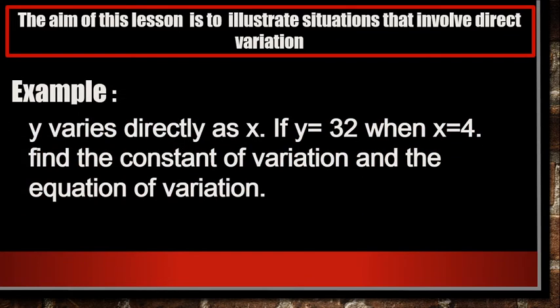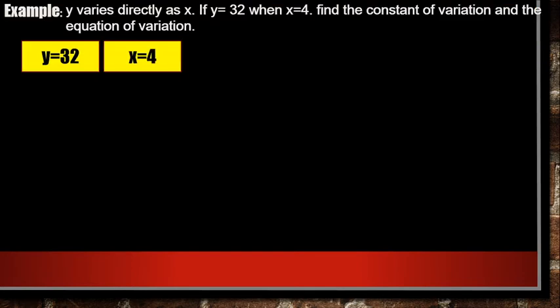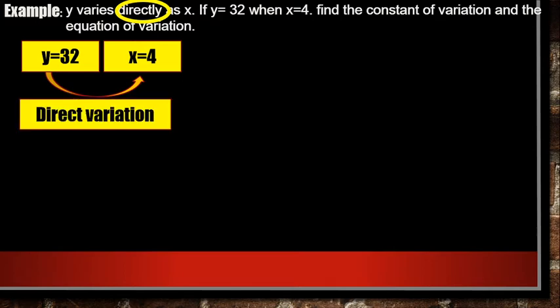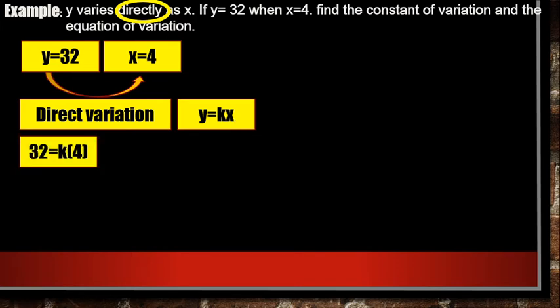Example, y varies directly as x, and y is equal to 32 when x is 4. Find the constant of variation and the equation of variation. Y is 32, x is 4. Now, since there is a clue word directly, and we have here variables x and y, we are going to use the concept of direct variation, which is y is equal to kx because y varies directly as x. And we're going to put here the constant of variation. We're going to multiply this constant of variation to our independent variable. Now, we're just going to substitute our given, y is 32, x is 4, and solve for the constant of variation.